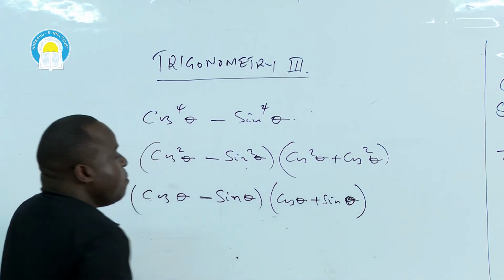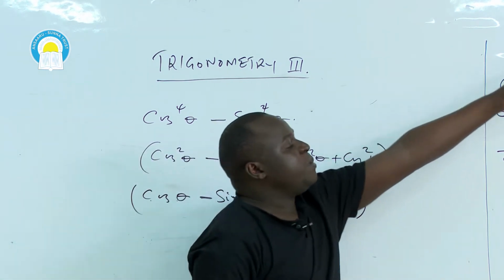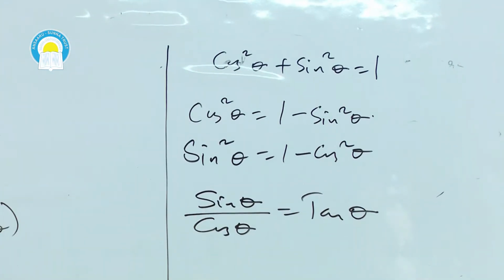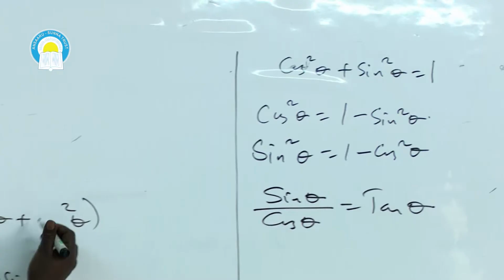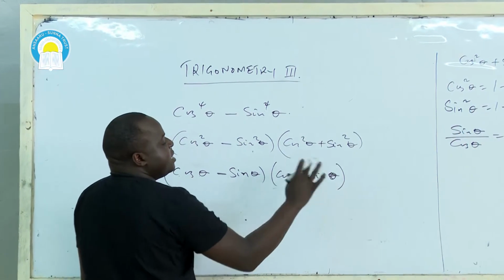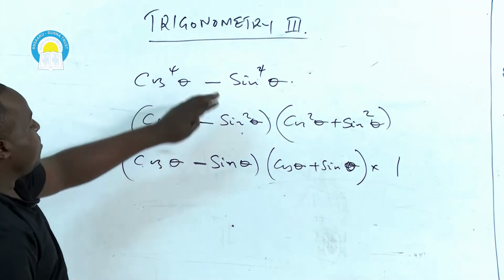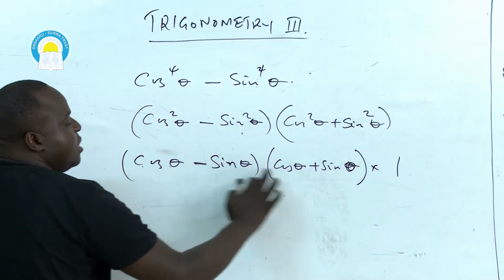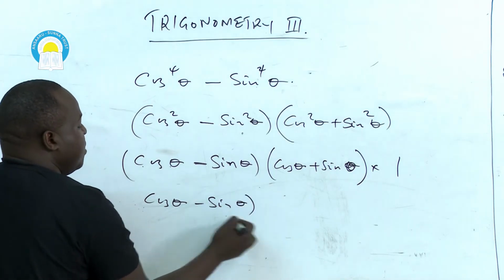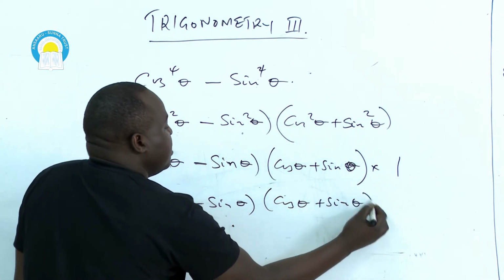Then this statement here is not a difference of two squares. But based on what I had explained in the first relation, cos squared theta plus sine squared theta is the same as 1. So then this statement here is just 1. So then when you simplify this, it will end up being this and this, which is cos theta minus sine theta, cos theta plus sine theta. That is it.